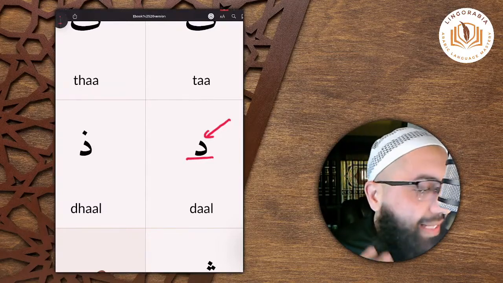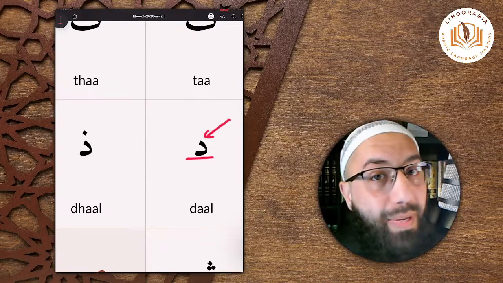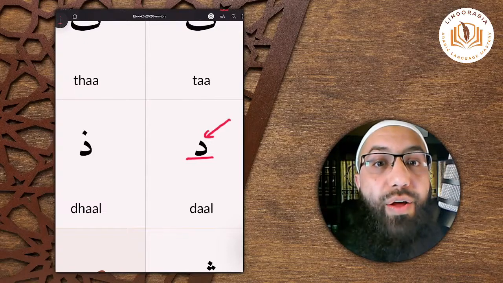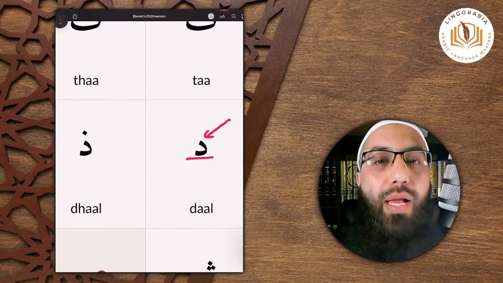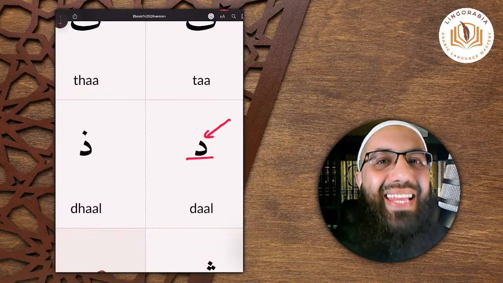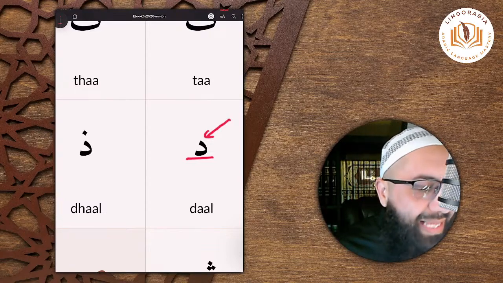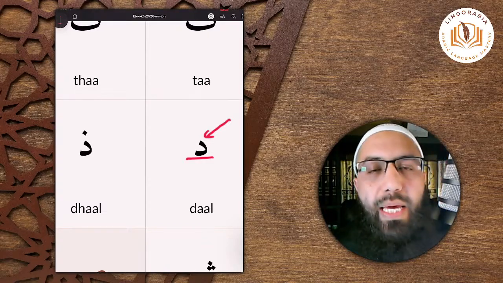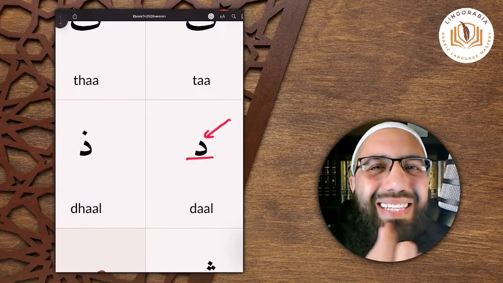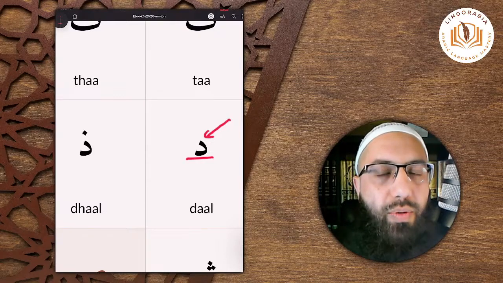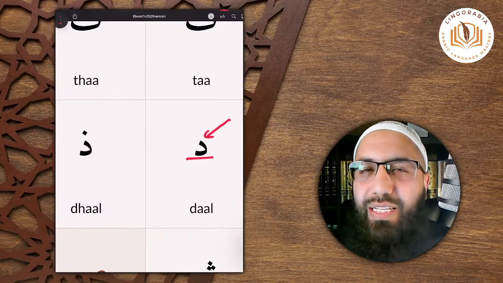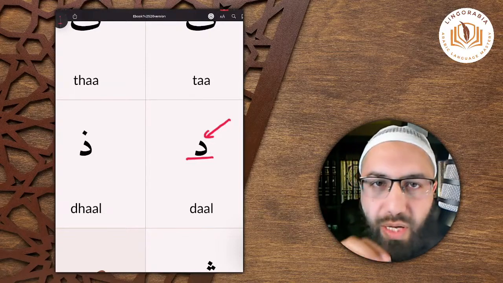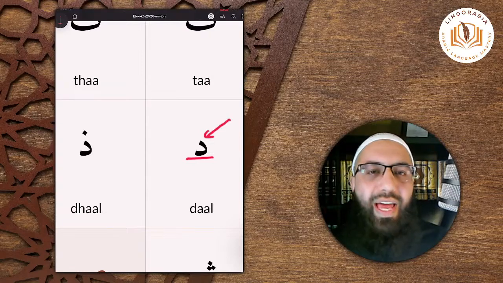Pronounce it lightly. And exactly the same applies to the next letter, the dhal. You say dhal, you don't say val. That's a mistake. Keep it nice and light. Make sure that you put your tongue slightly between the teeth. Don't put it too much, because then it will become heavy.